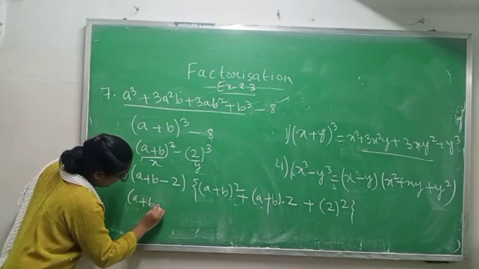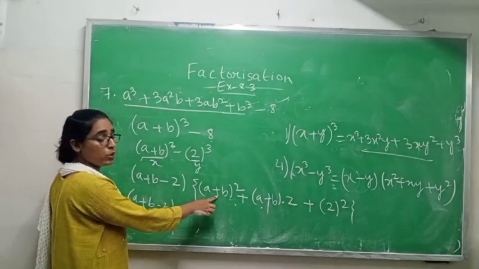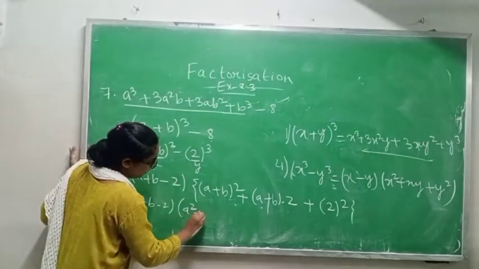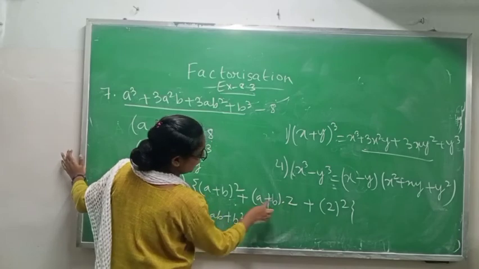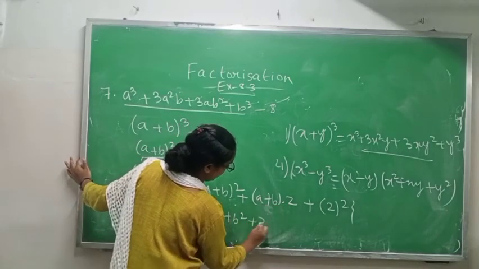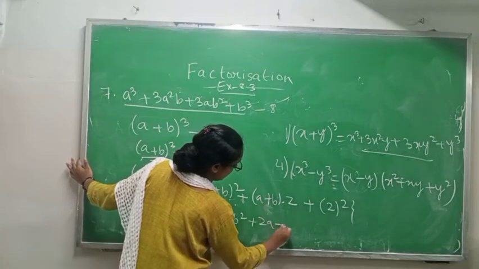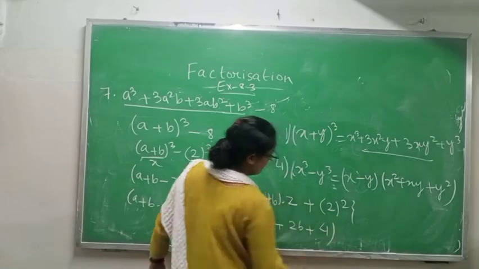A plus b minus 2. Now you can see, we can break this one in the formula of a plus b whole square. Formula is a square plus 2ab plus b square. Now this 2 will multiply with a also, with b also. So plus sign, 2 into a, 2a, plus 2 into b, 2b, plus 2 square will give us 4.